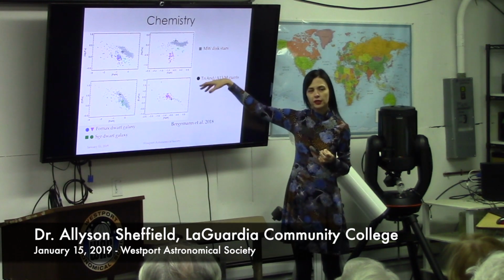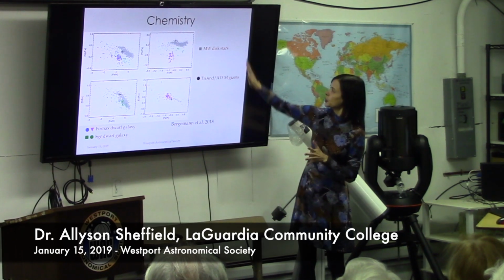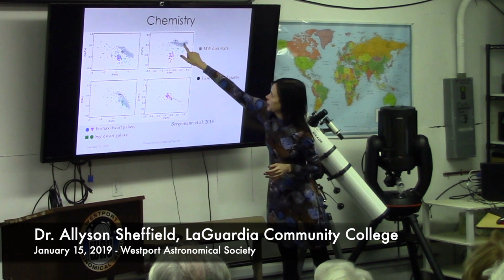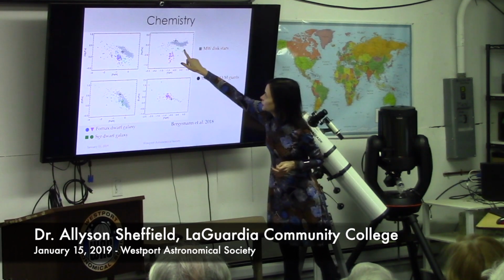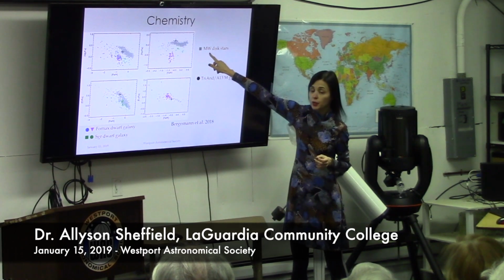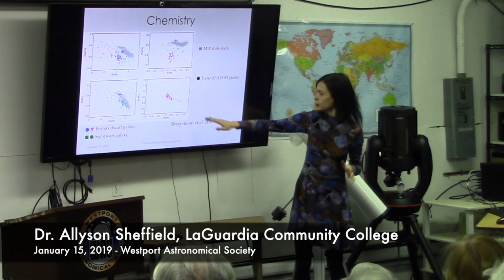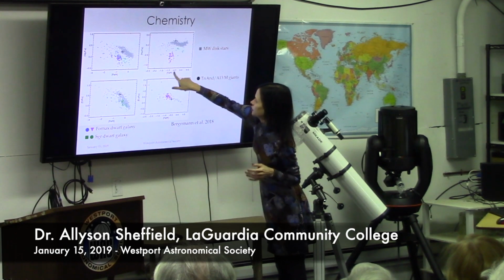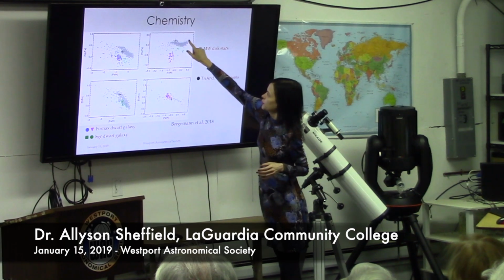And I'll zoom in on this panel because I know it's a little bit hard to see, but I just want to first point out what's going on here. So with chemistry, what is what? The little gray, they're actually not squares, they're circles, but those, MW is Milky Way, those are disk stars in the Milky Way. And they show trends, you can see, in sodium to iron as a function of iron to hydrogen. These are the disk stars in the Milky Way.